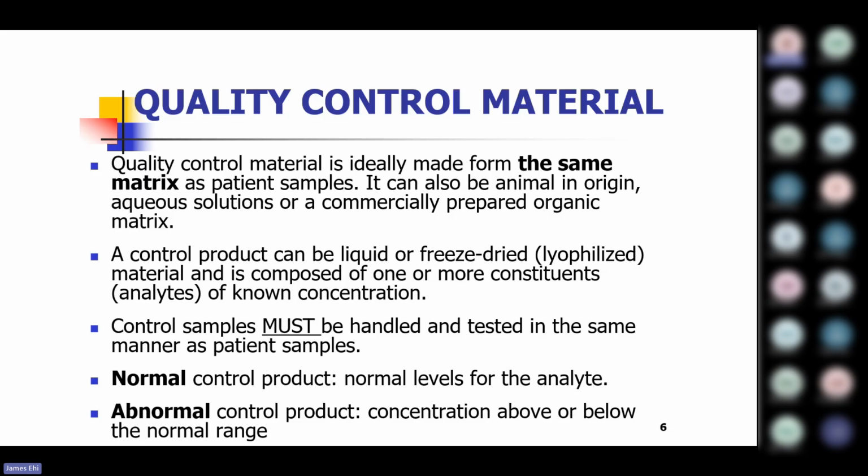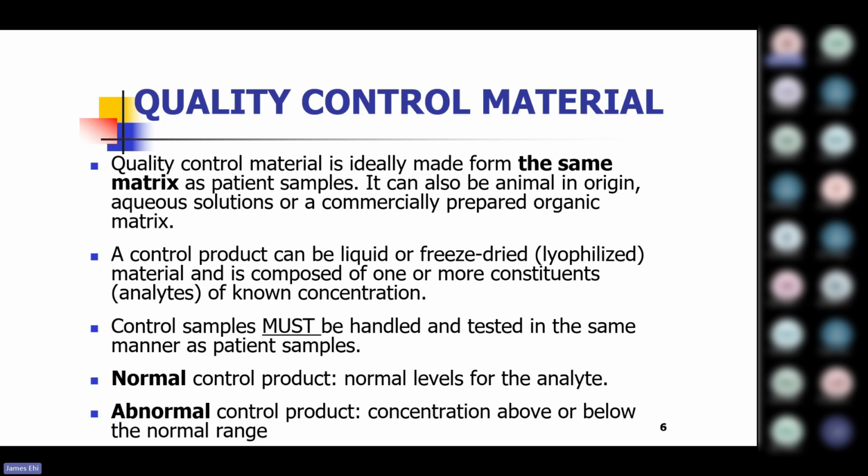Controls must be handled and tested in the same manner as patient samples are handled. Some people are very biased when this comes to control material. They want to give extra attention to it. They want to be very careful. But the truth of the matter is that if the control fails, you will know and you can make corrections. But if the patient sample result fails, you might not know. That is why you need to have standard operating procedures and handle control material no less important as you handle your patient sample.